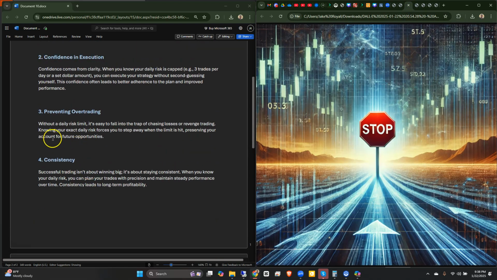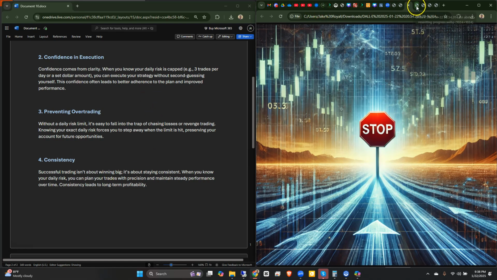preventing over trading. Without a daily risk limit, it's easy to fall into the trap of chasing losses or revenge trading, which I have definitely done. Not since ORS, though. Knowing your exact daily risk forces you to step away when the limit is hit. It doesn't really force you. You still got to make sure you don't mess with stuff. You can go in and you can blow accounts if you want, but it definitely helps in preserving your account for future opportunities.